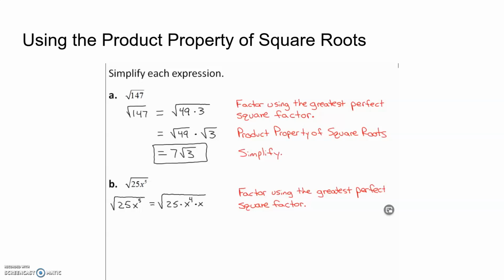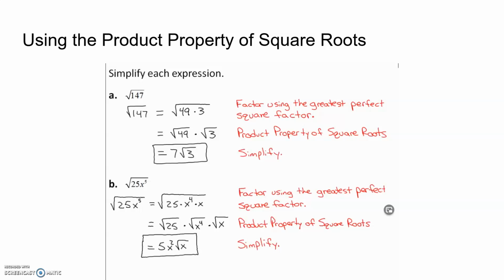Next, use the product property of square roots to get the square root of 25 times the square root of x to the 4th power times the square root of x. Because the square root of 25 equals 5 and the square root of x to the 4th power equals x squared, the expression simplifies to 5x squared times the square root of x.